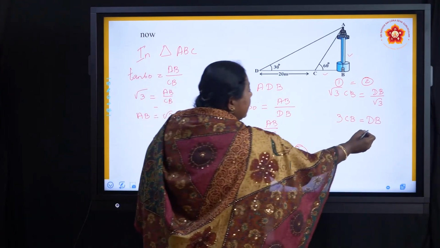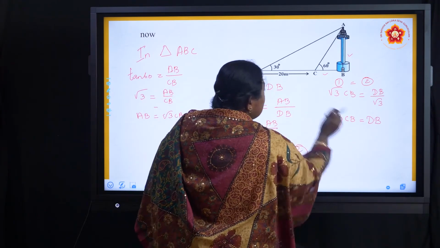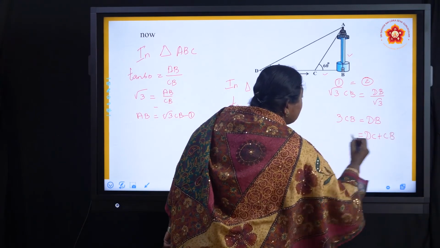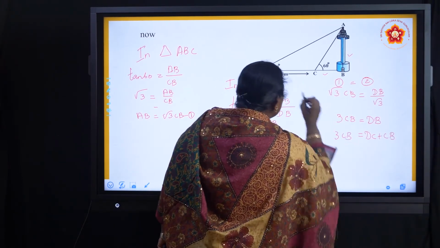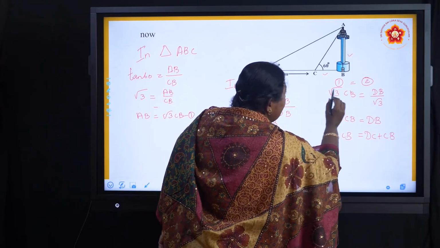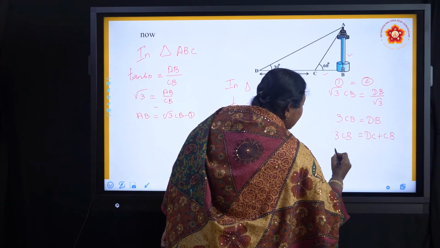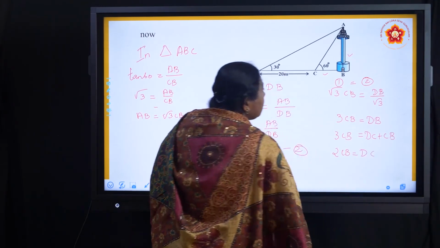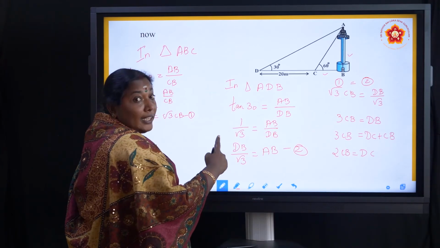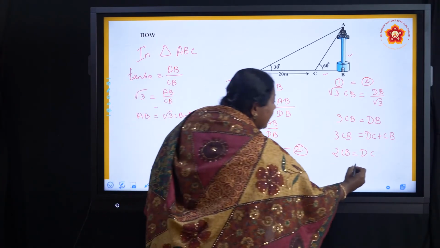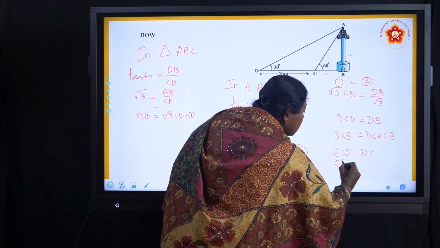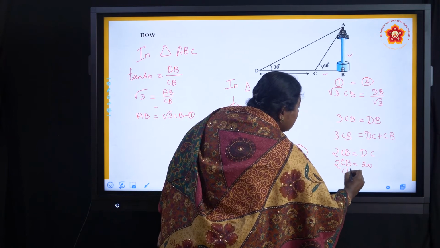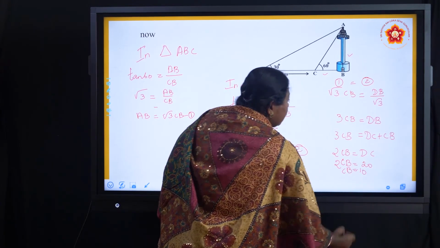Okay. But DB is equal to what? DB is equal to DC plus CB, right? I am breaking the DB as DC and CB. So bring the CB this side, I will get 2CB is equal to DC. Do I know the value of DC? Yes, it is 20. So 2CB is equal to 20. I got the value CB is equal to 10.